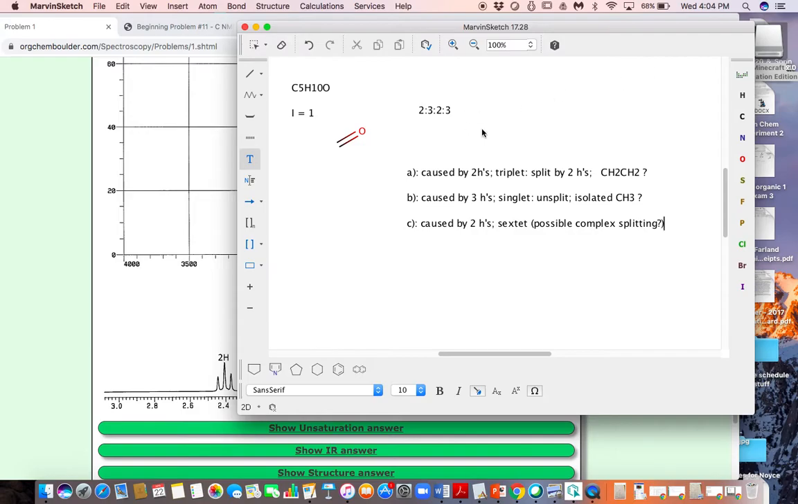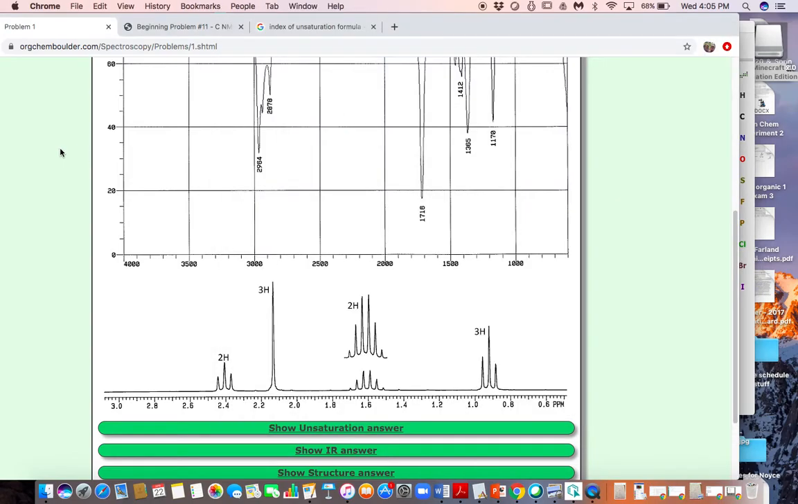Okay, and if it's complex splitting, either way, it means that it's going to be split basically by 5 hydrogens, right? It's either going to be 5 identical hydrogens causing a smooth sextet, or it's going to be 5 hydrogens that are very, very close in nature to each other that is causing a rough sextet. In that case, it would most likely be a CH2 and CH3.